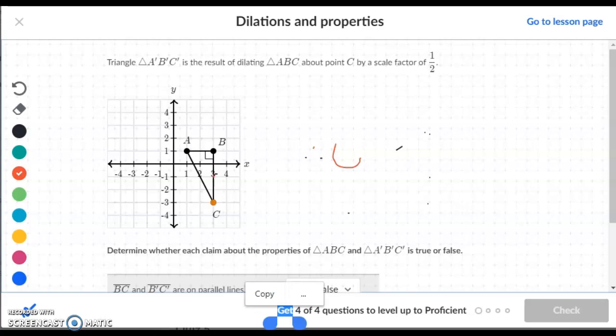Now, AC is going to be decreased by a half. And currently to get from C to A, you go over 2 and up 4. So when it moves closer, you're only going to go over 1 and up 2. So A will move right about there. So this will result in a figure that is right here. This will be your new triangle. This will be your new point B, and this will be your new point A.